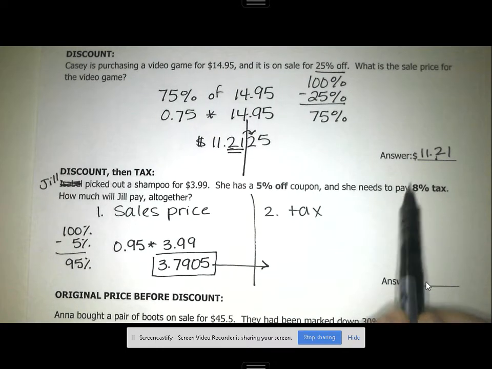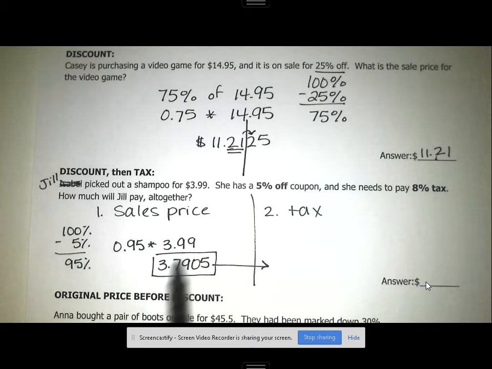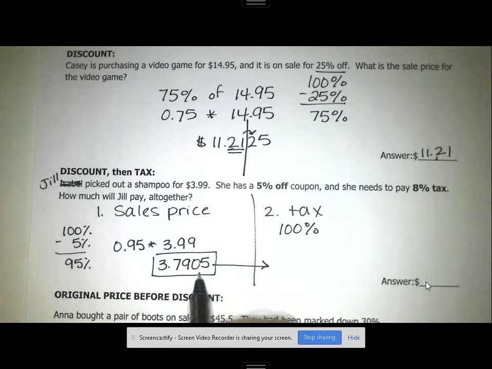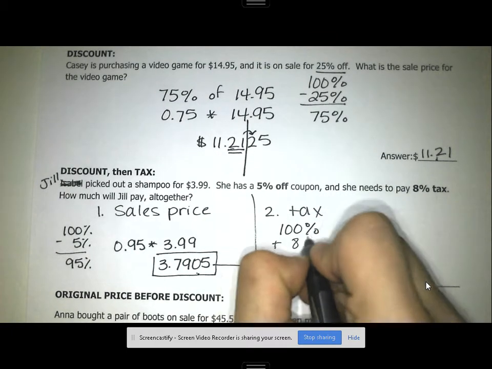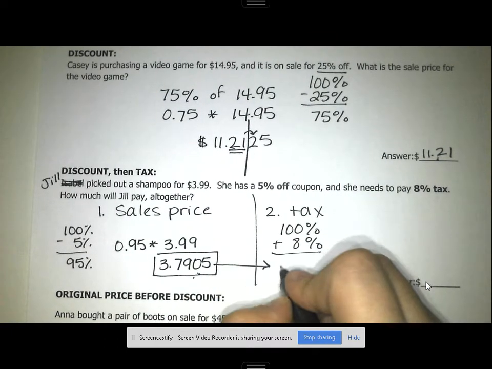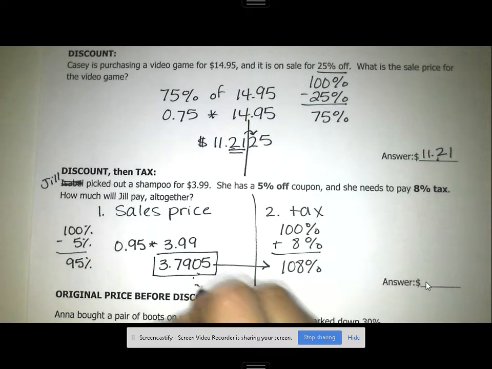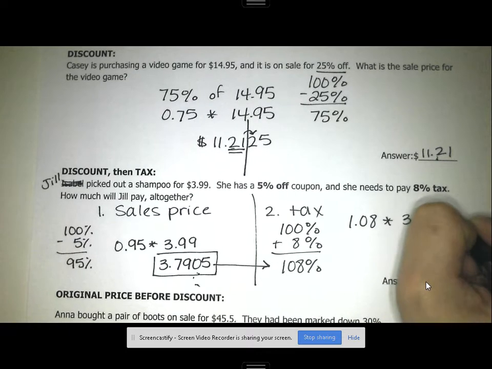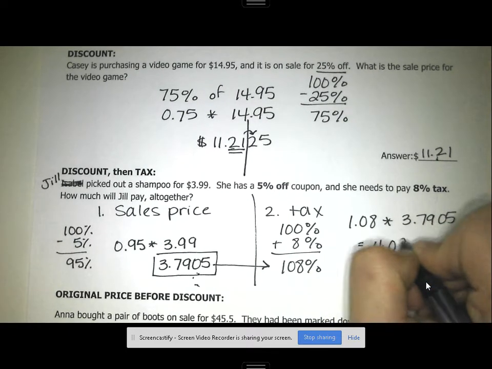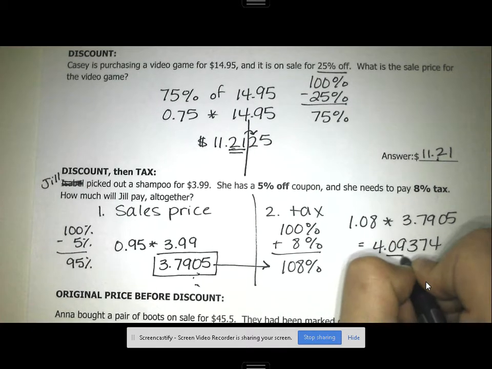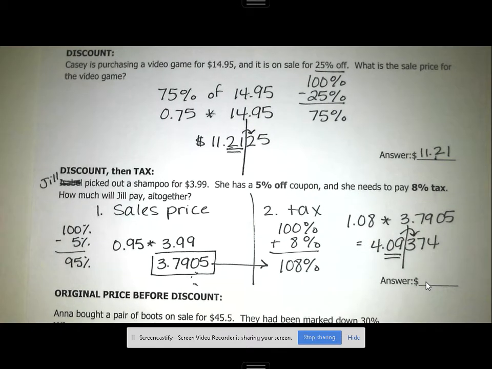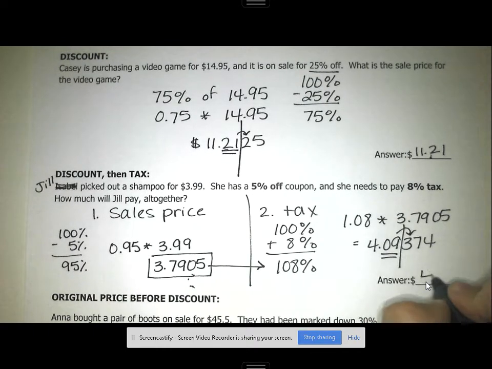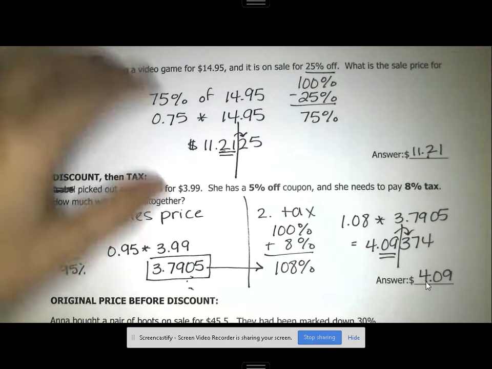Now I'm going to calculate an extra 8% tax on this new sales price, not the original price. So I'm going to have to pay 100% of this sales price and 8% tax of this sales price, which means I'm going to pay 108% of the sales price. So that's 1.08 times 3.7905, which gives me 4.09374. And I need to round, and let's see, I'm not going to give it a shove to 10 cents because this is not a 5 or above. So I'm going to keep it as $4.09.